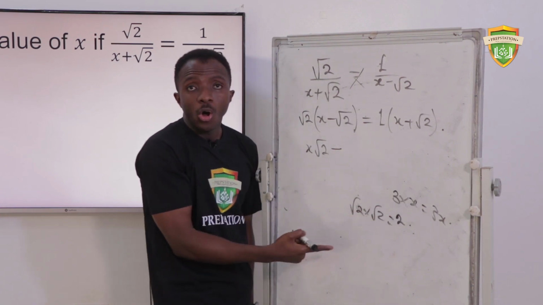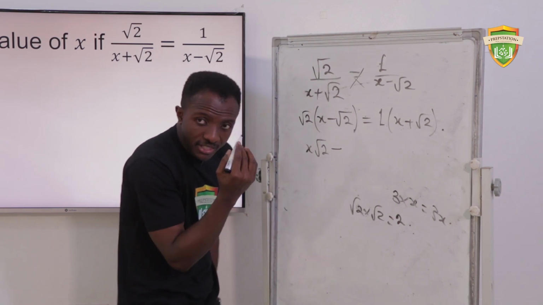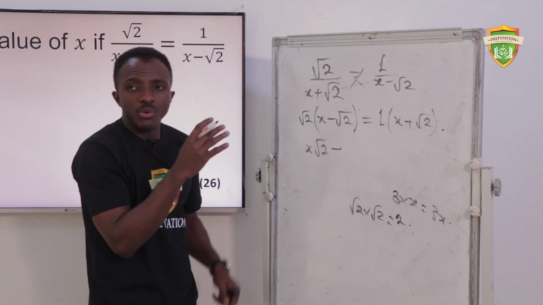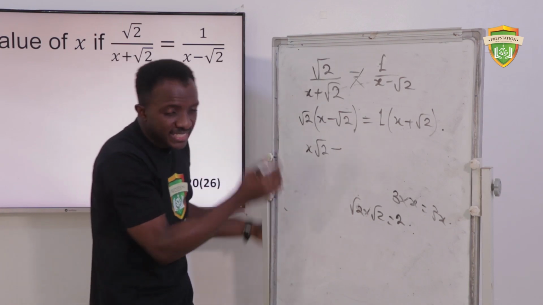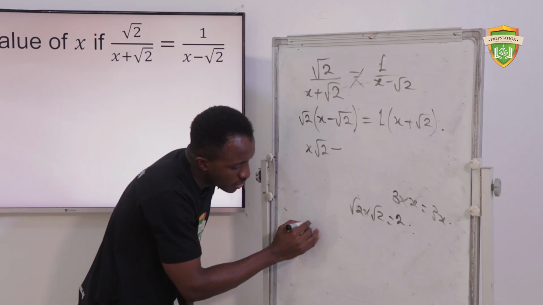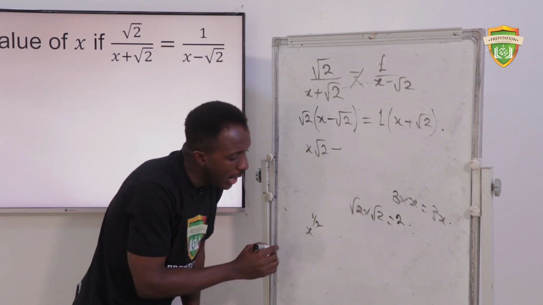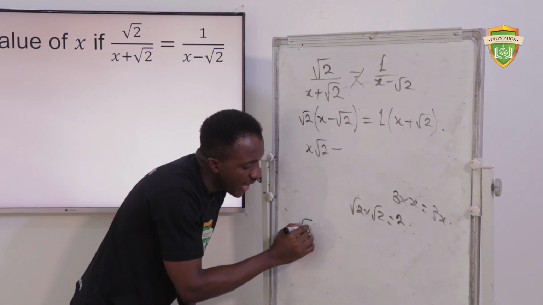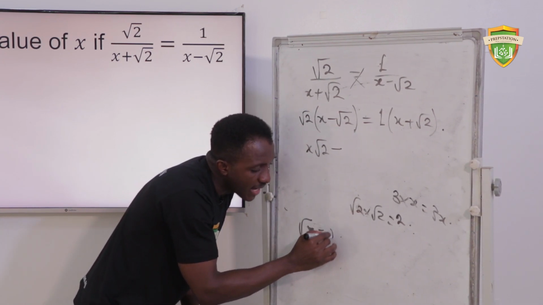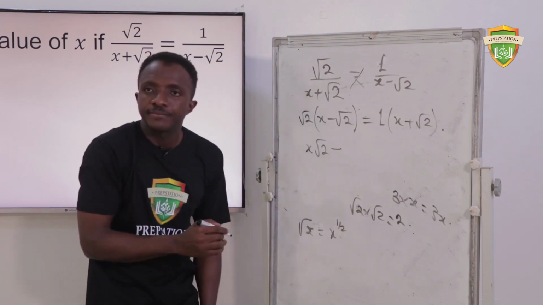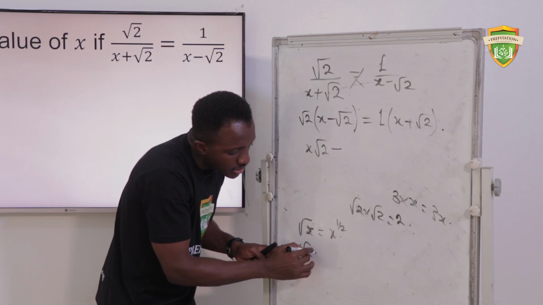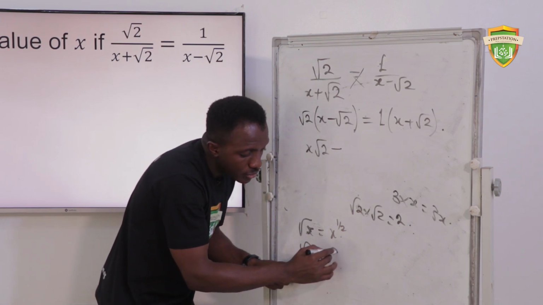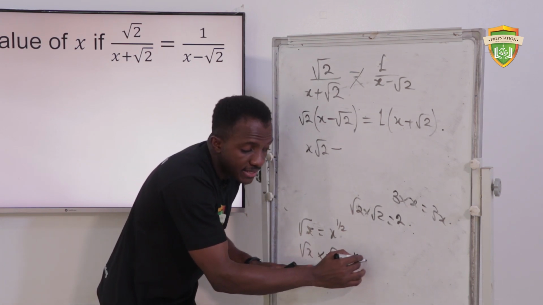Now, this is a law in indices. Let me take you to the laws. Like I said, we have many laws. I wrote 3 laws earlier. Now, there's another law of indices that goes like this. The square root of x is x raised to power half. So, I have said root x times root x equals x.